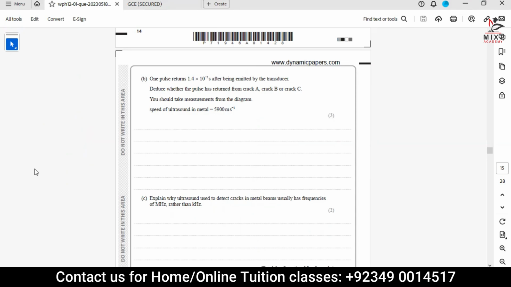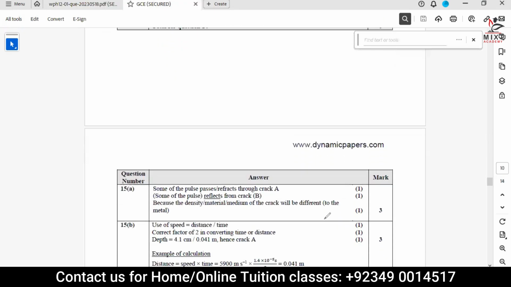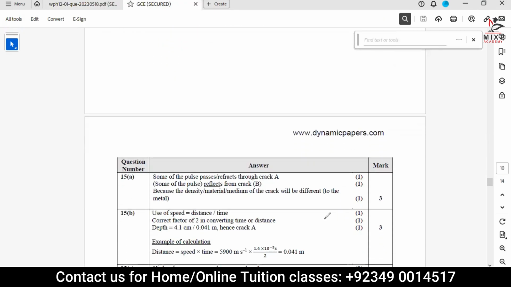Hello. Anyone? Yes, sir, I got it as 4 centimeters. Okay, so it is crack A. Let's see from the marking scheme. Yeah, it's crack A, 0.041 or 4.1 centimeters, and it's crack A.